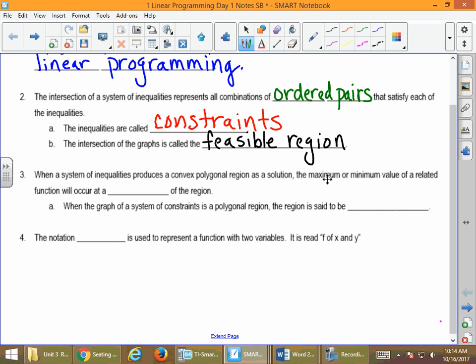When a system of inequalities produces a convex polygonal region as a solution, so convex polygonal region, well, a polygon could be a quadrilateral like a square. It could be a triangle. It could be a pentagon. That's a convex polygonal region. The maximum or minimum value of a related function will occur at a vertex of the region.